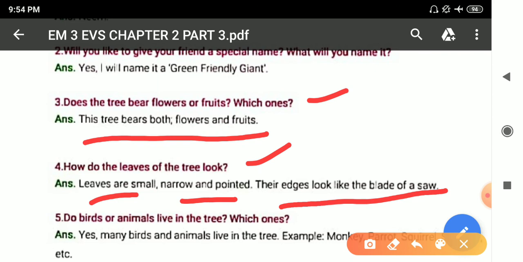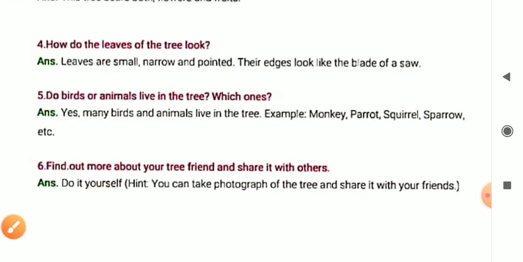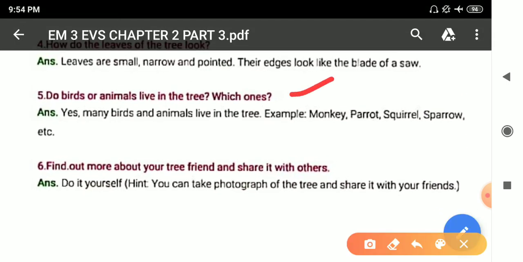So students, when I'm talking about my friend which is a neem tree, it has very small, narrow and pointed leaves. When you see it now, you'll understand the leaves of the neem tree, and it has a blade type shape on the edges. Now we'll move forward to fifth one. Do birds or animals live in the tree? Which ones? Yes, birds and animals live in the tree. Example: monkey, parrot, squirrel, sparrow, etc.